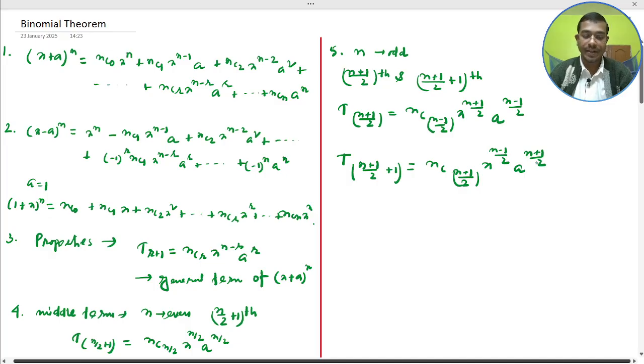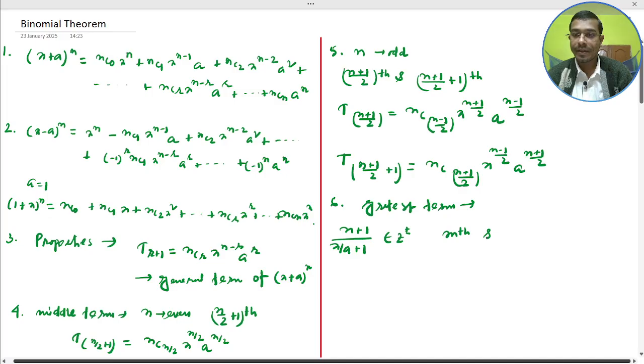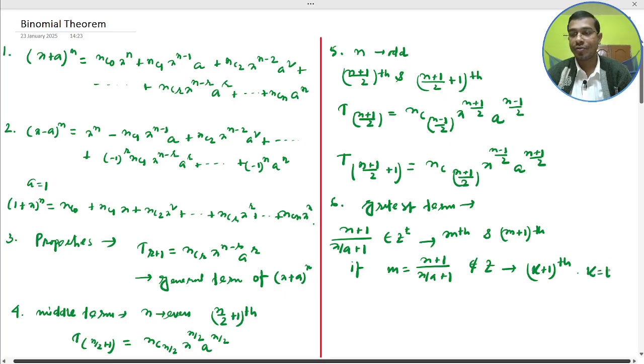Next, the greatest term in the expansion of (x plus a) to the power n. If m equals (n plus 1) divided by (x by a plus 1) is an integer, belonging to Z, there are two greatest terms, the mth and the (m plus 1)th. Next, if m equals (n plus 1) divided by (x by a plus 1) is not an integer, then there is one greatest term, the (k plus 1)th term, where k equals the integer part of m.